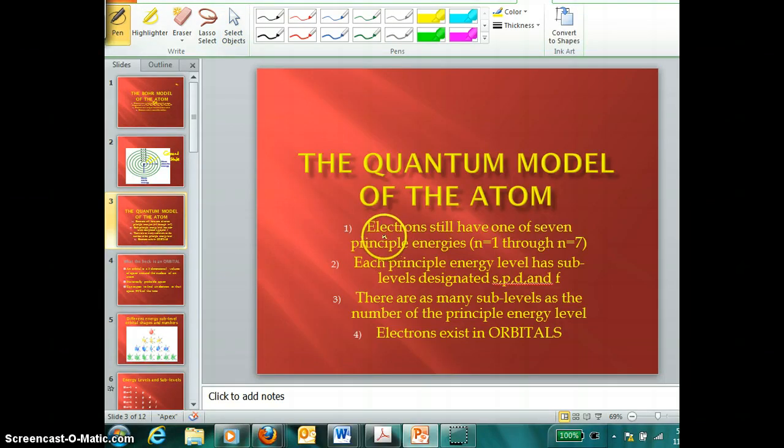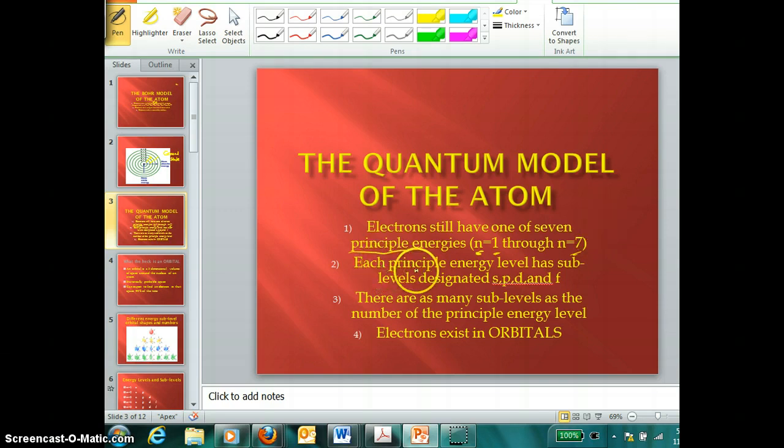And much like the Bohr model, even in the quantum model, electrons still have only one of 7 possible what we call principal energies. Namely, there are going to be far more energy possibilities in the quantum model, but still there's a finite number of them. And there are 7 what we call principal energies. And sort of in respect for Niels Bohr, we use the same symbol, little n, and designations of 1 through 7 to indicate which of these principal energies we're referring to in an atom.